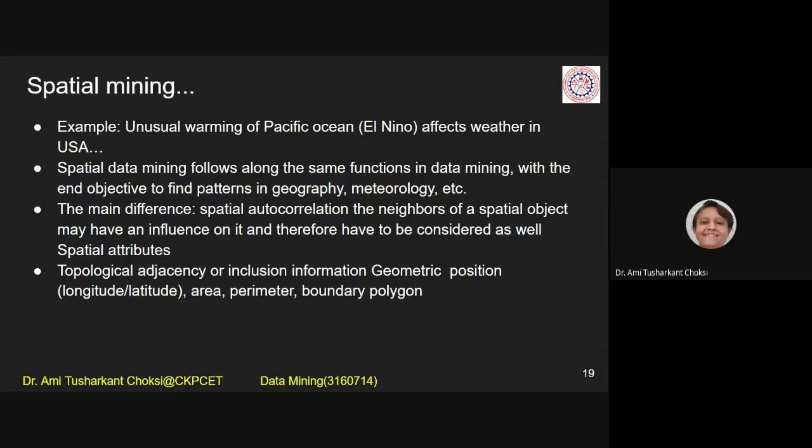Topological adjacency or inclusion information, geometric position, that is what I was telling you, latitude and longitude, area, perimeter, boundary, polygon, right?